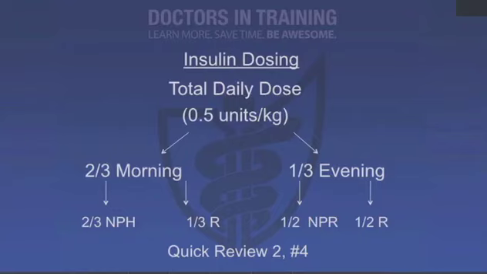So in your morning dose, 2/3 of your morning dose is going to be NPH, and 1/3 of your morning dose is going to be your regular insulin. All right, and of your evening dose, which again was 1/3 of your total daily dose, that evening dose, if you're using NPH and R, is going to be 1/2 NPH and 1/2 R. So again, just a loose rule to start from whenever you're treating patients with diabetes with insulin.